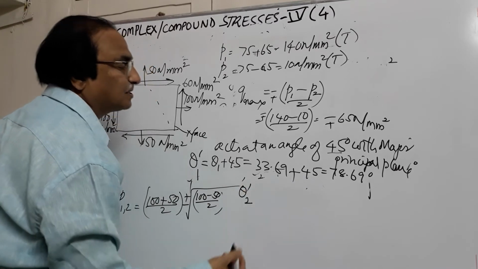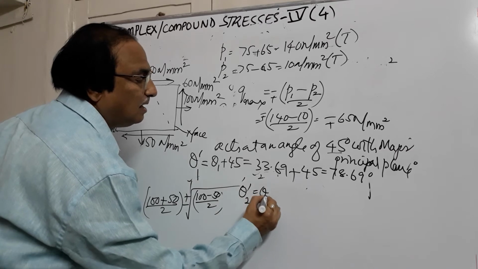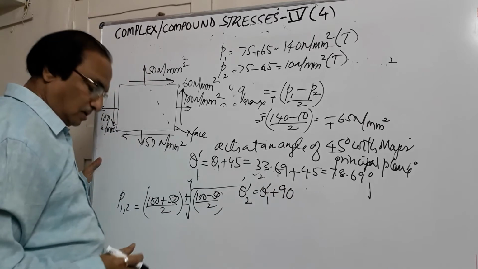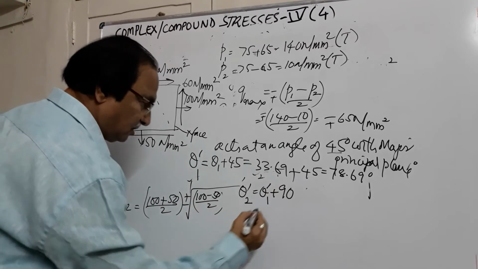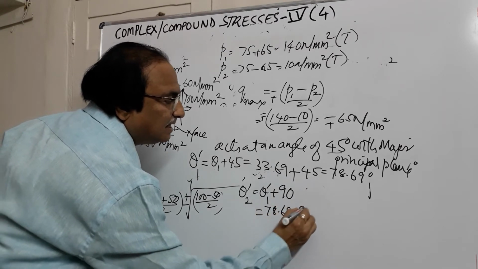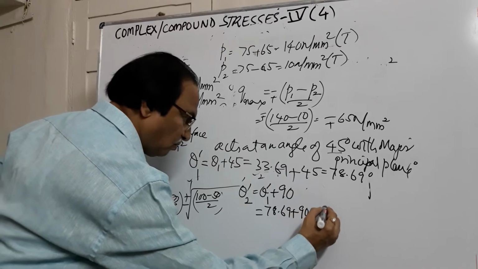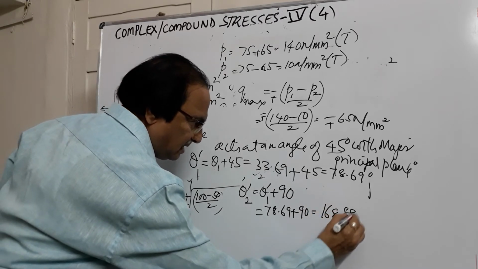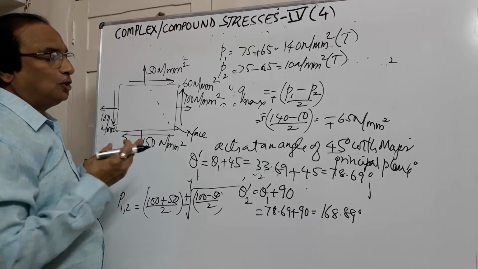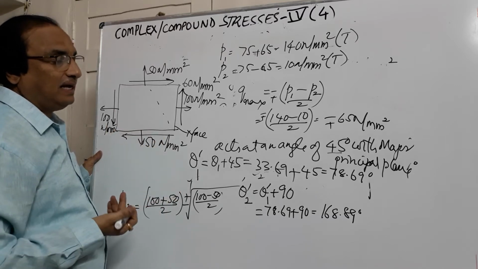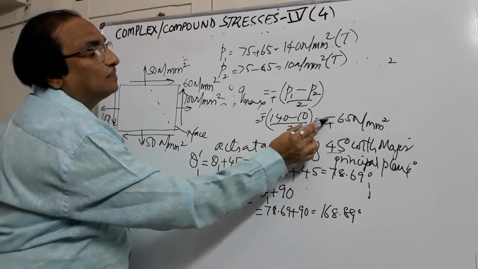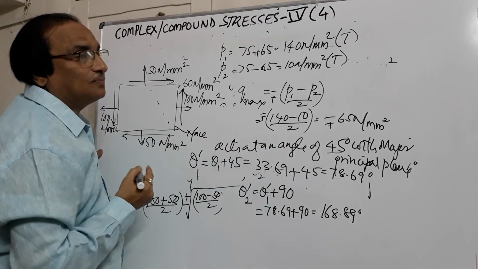Theta 2 dash will be equal to theta 1 dash plus 90 degrees, so it is on the other plane making an angle of 90 degrees. So this will be equal to 78.69 plus 90 degrees, which is 168.69 degrees. So like this we have found out P1, P2, Qmax and the planes on which they will be acting. Now here you will have to decide whether this value is positive or negative.